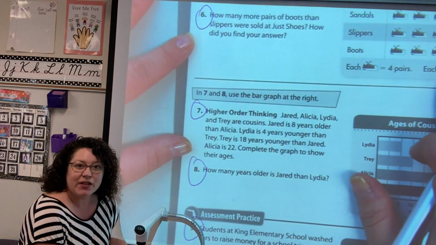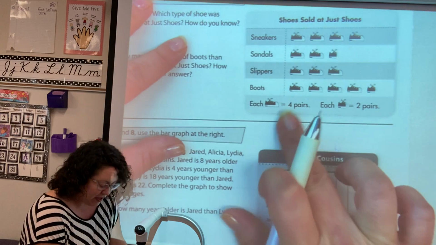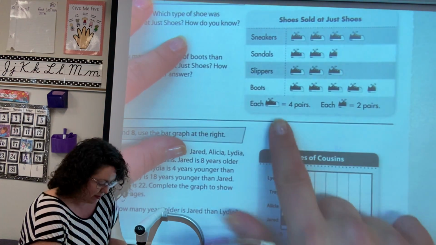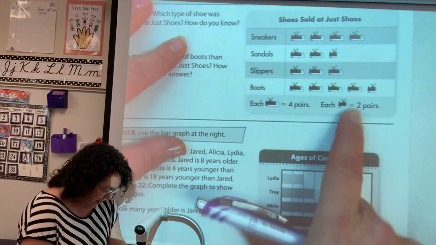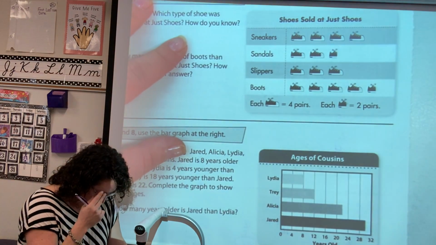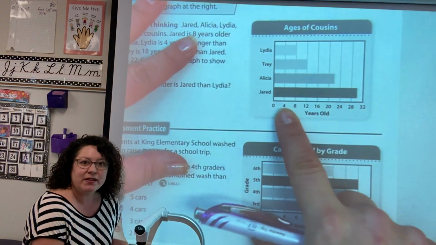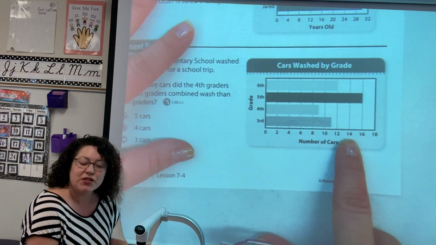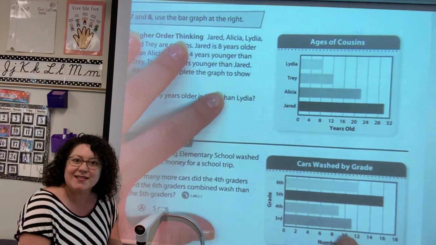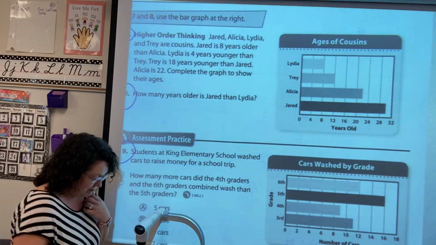When you're looking at your problems, your graphs, make sure you're looking at the scales here, because usually we're used to 2 and 1. Now it's 4 and 2. Looking at the scales here. And this one's also different. So you have to pay very close attention to the scales on your graphs. Otherwise, you'll miss them. Okay?